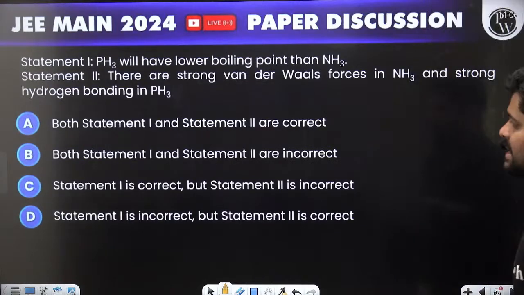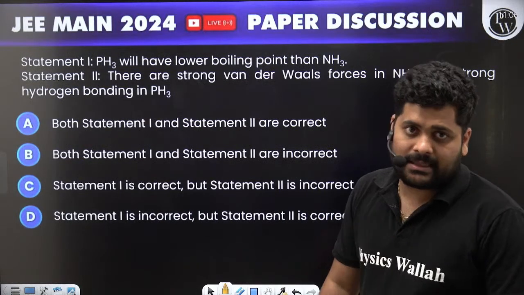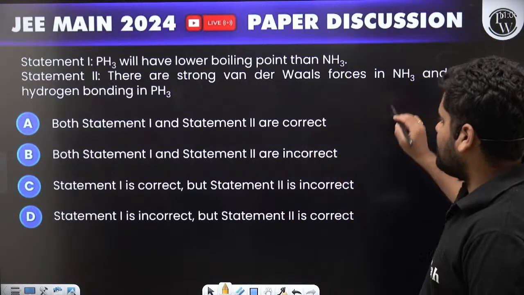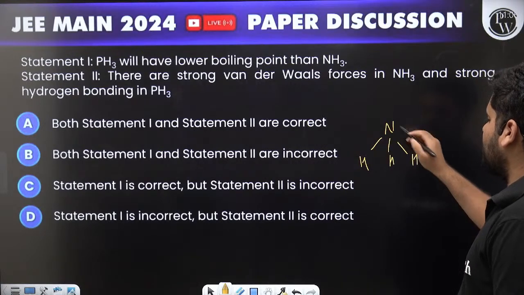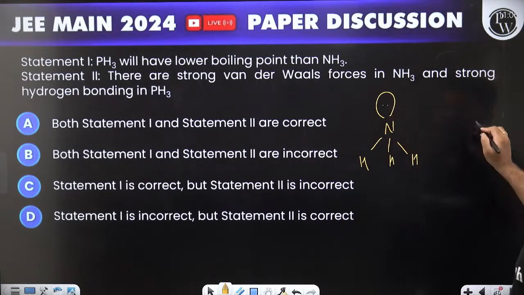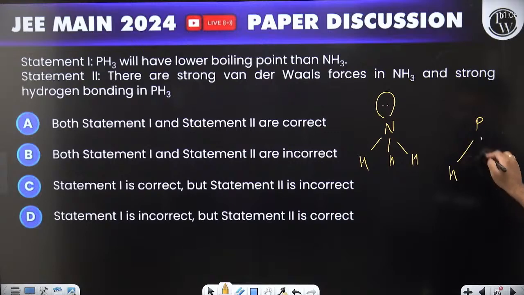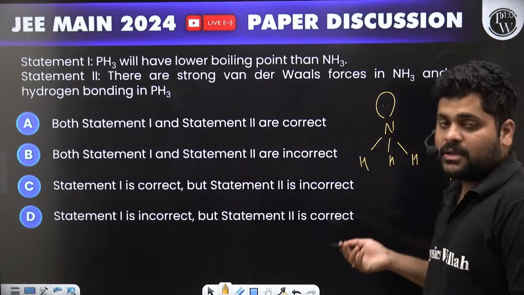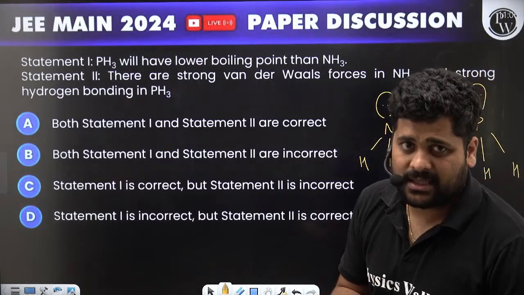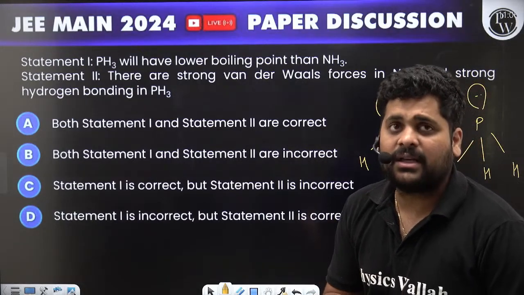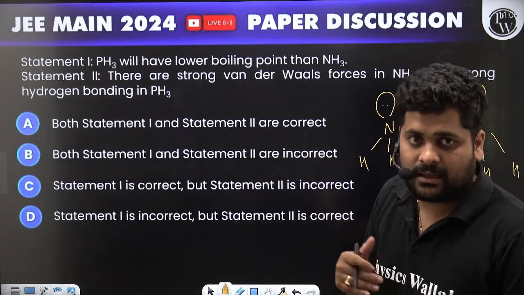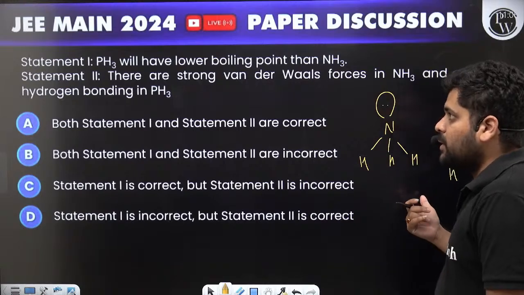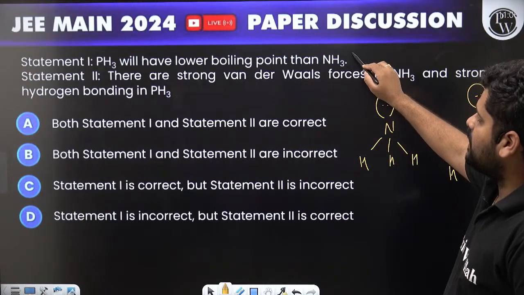See, PH3 will have lower boiling point than NH3. Do you think so? In the case of NH3, see, nitrogen is more electronegative than phosphorus, isn't it? NH3 we have, and we have PH3. Nitrogen is more electronegative than phosphorus, which means hydrogen bonding would be more in the case of NH3. If hydrogen bonding is more in NH3, boiling point will be higher in NH3. Boiling point of PH3 would be lower. So statement 1 is absolutely wrong.